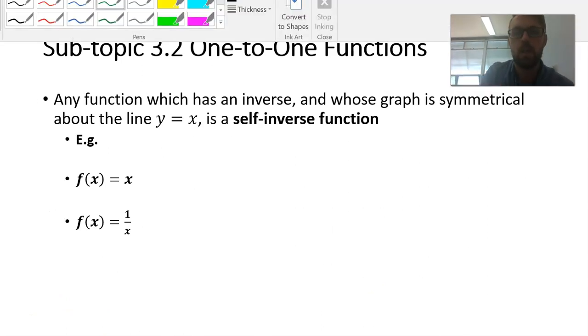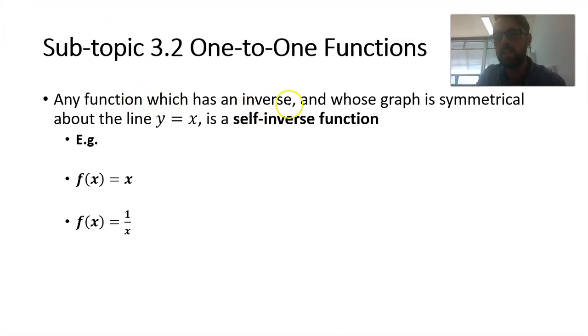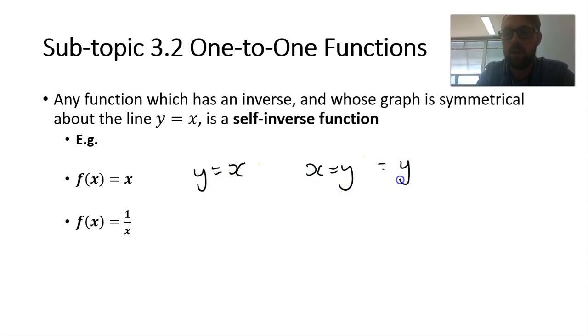So another little definition here. Any function which has an inverse and whose graph is symmetrical about the line y equals x, we'll have a look at what that means in a minute, is a self-inverse function. Okay, so these are a couple of examples. f of x equals x. So if I wrote that out as y equals x, all right, if I swap those, I get x equals y, which is the same as y equals x. Okay, now this is called the identity function.